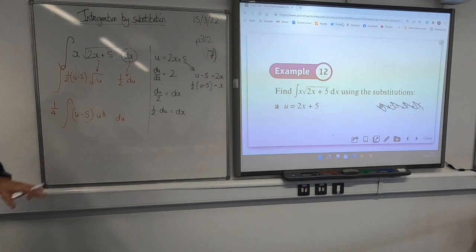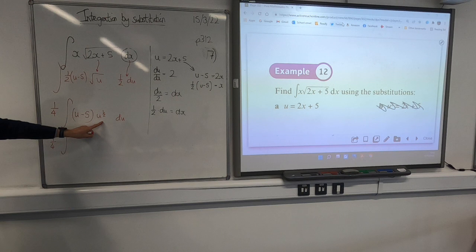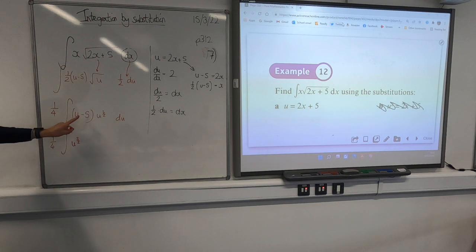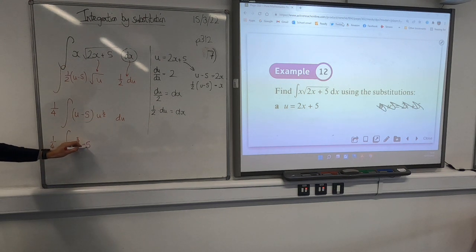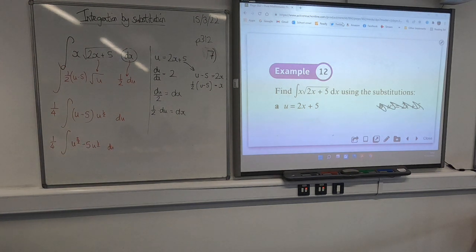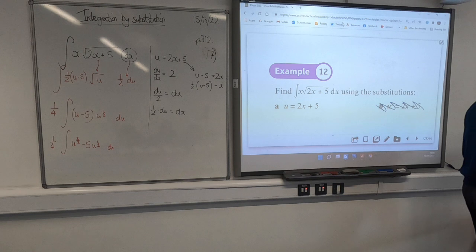Now this is still a bit of a mess. I still can't integrate it, but if I multiply out the brackets, I get u to the power of 1 times u to the half. Add the powers, u to the power of 1.5. And I get minus 5 times u to the power of a half. Now, I can integrate that. It's two separate terms. With both of them, I can just increase the power, divide by the new power.